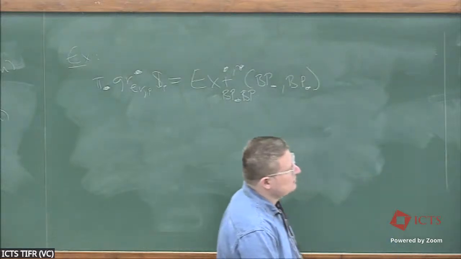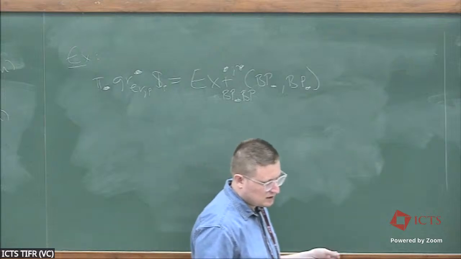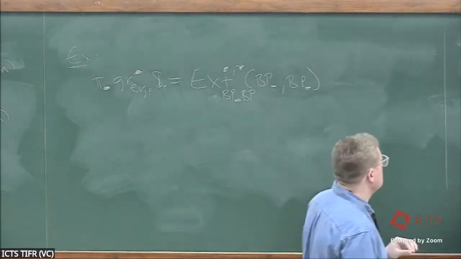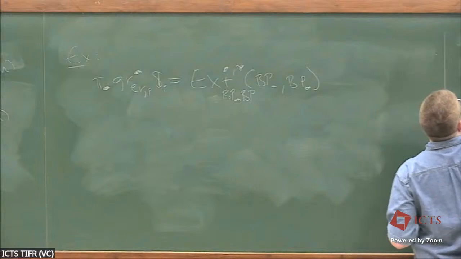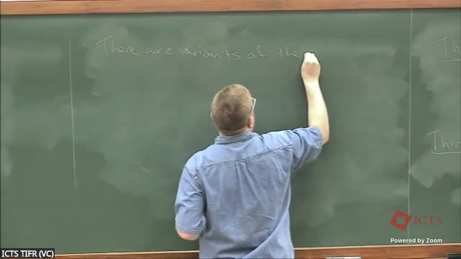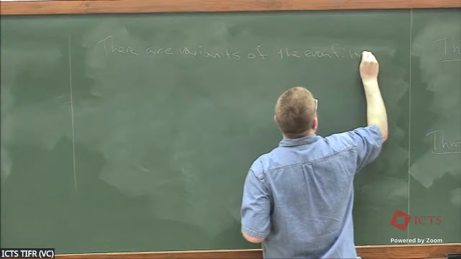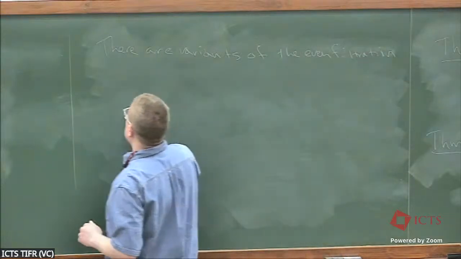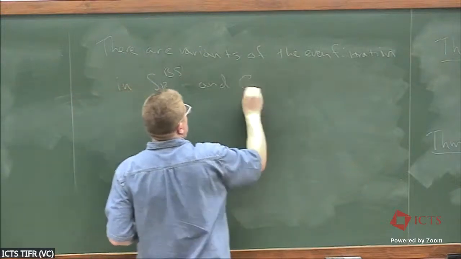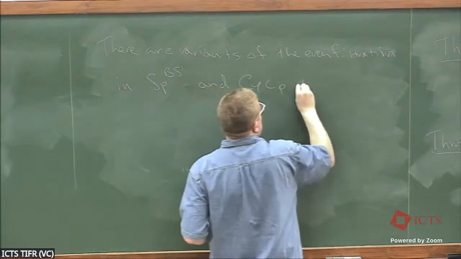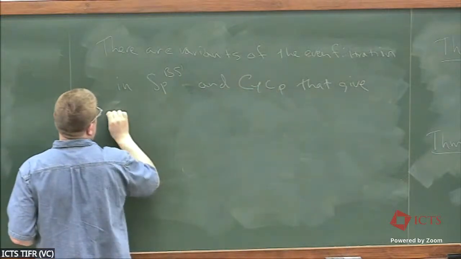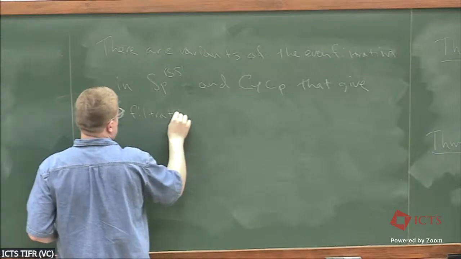So I don't want to go through the general definition of these different filtrations in all these different contexts. Let me just say that there are variants of the even filtration in these different categories. So for example, in functors from BS1 to spectra and cyclotomic spectra, that give us filtrations.